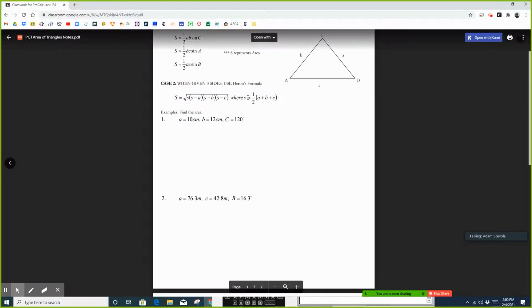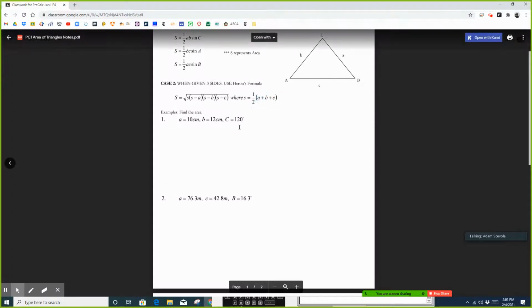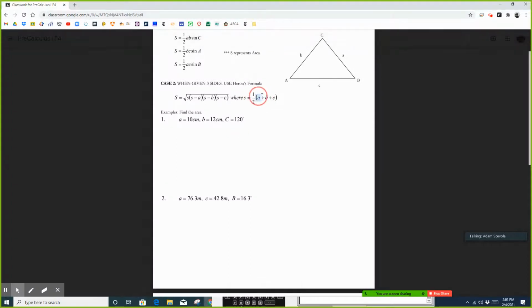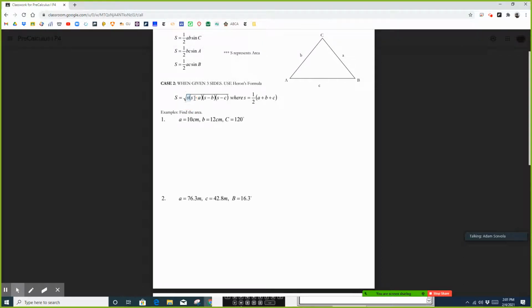Because A, B, and C represent the sides. So a lowercase s stands for semi-perimeter. So semi is like half, like a semicircle is half a circle. Semi-perimeter is half the perimeter. So if you're given all 3 sides, the first thing you do is find the semi-perimeter. So add up the sides and then divide by 2. And once you have the semi-perimeter, you multiply that times the difference of the semi-perimeter and all 3 sides. You multiply all those 4 things together and then take the square root. And now I'll give you the area.